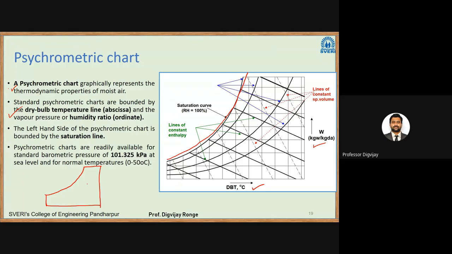After drawing this psychrometric chart, then you can show various processes. So you have to draw first the dry bulb temperature line, then the specific humidity line, that is a vertical line, and then you have to draw the saturation line. Saturation line means their relative humidity will be 100%. So the left hand side of the psychrometric chart is bounded by the saturation line.